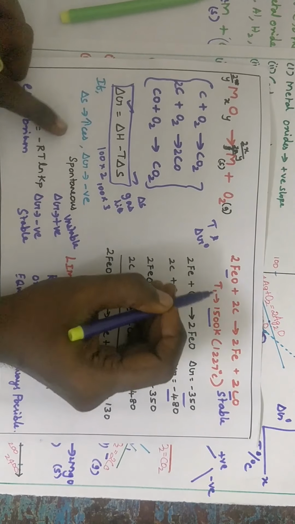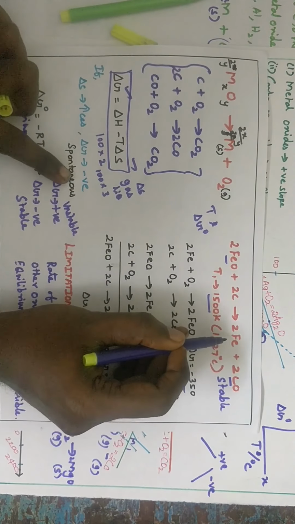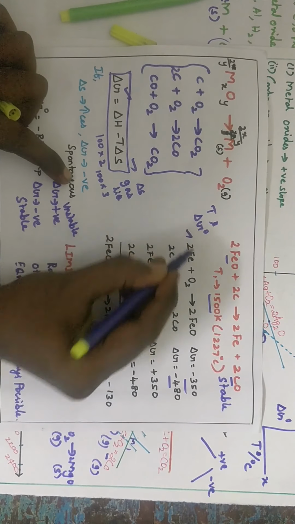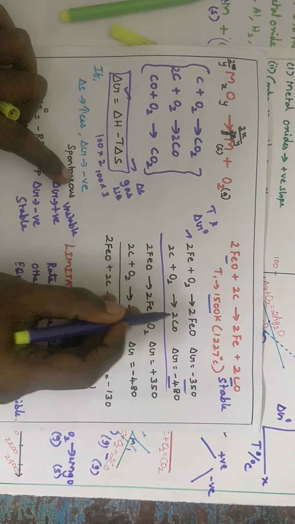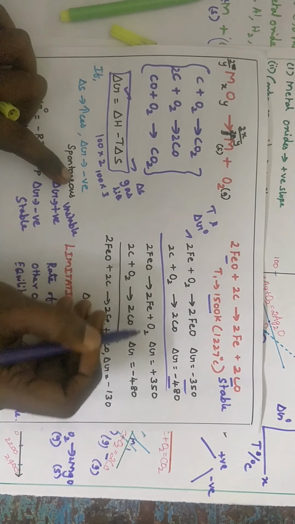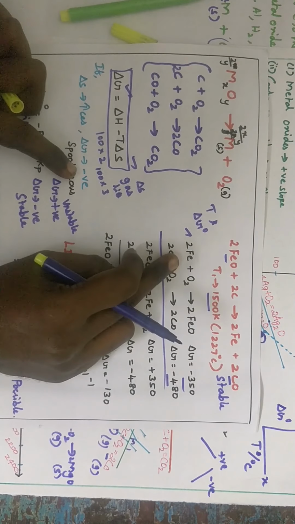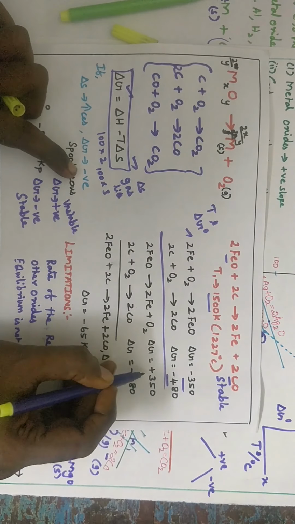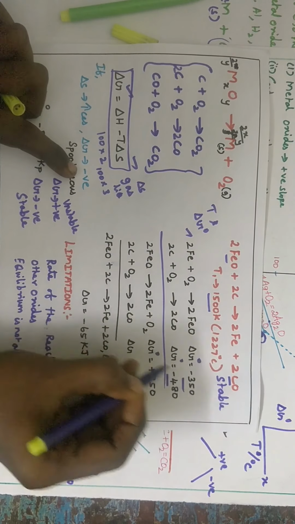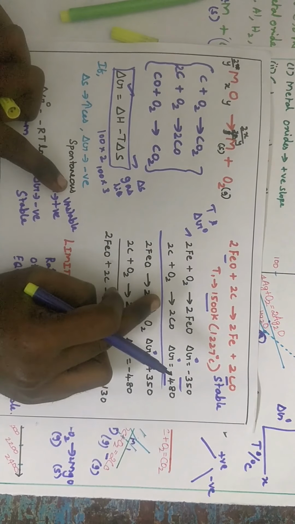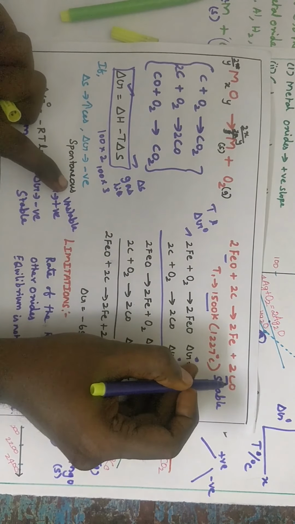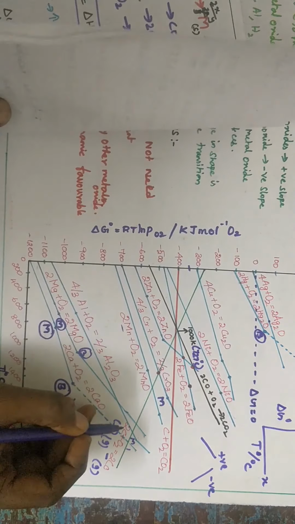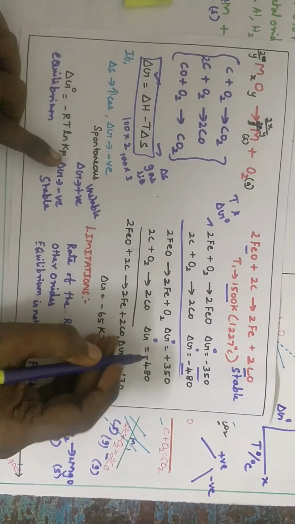But obviously the reaction is iron oxide converted into iron, whereas we have iron combined with oxygen to form iron oxide. So only the first equation we made into reverse: 2FeO gives 2Fe plus O2. Once the reaction is reversed, the delta G value also gets reversed, so minus 350 becomes plus 350. Delta G naught is plus 350. The second equation stays as it is because we got the product CO: 2C plus O2 gives 2CO, and the delta G naught value we observed is minus 480.